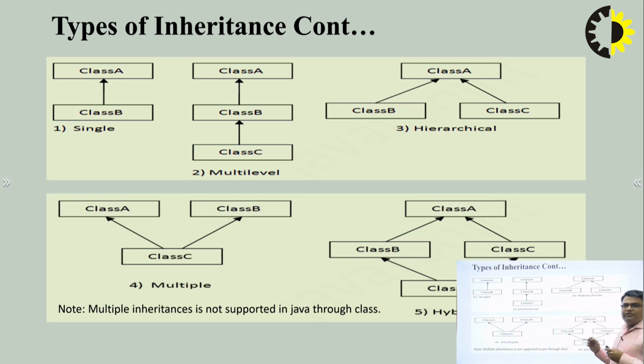Then the fifth type of inheritance is hybrid inheritance, in which all the inheritance types can combine: single level, multi-level, and hierarchical can combine into a single unit. This is called hybrid.